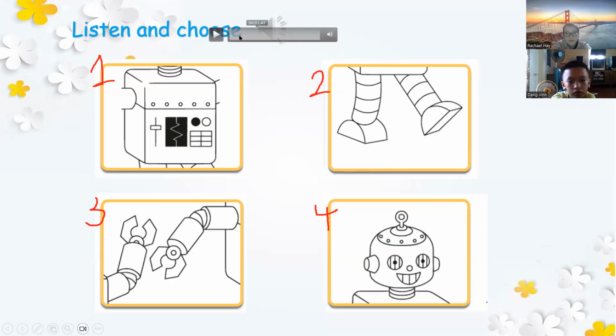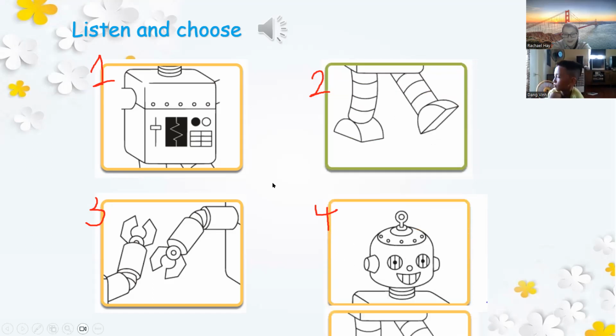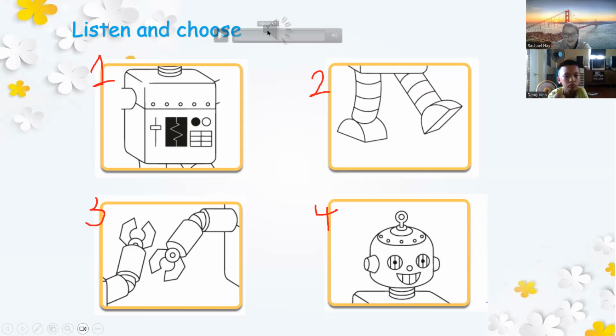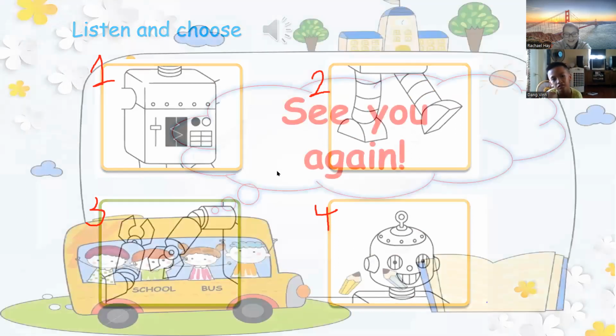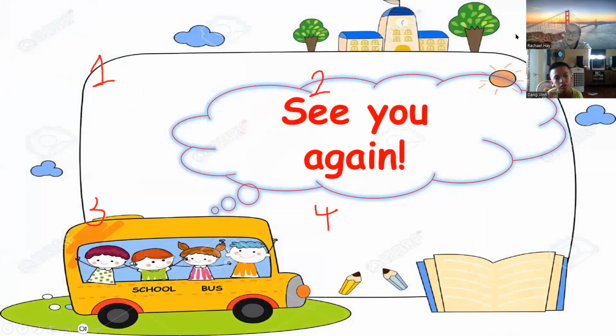Okay, next one. The robot's legs can move. Two. Two. The robot's arms can move. Three. Yes. Okay, good job. And we finished that one. That one was so quick.